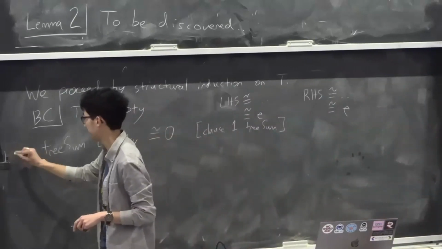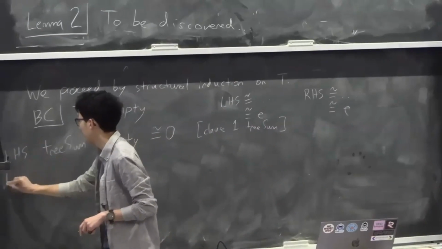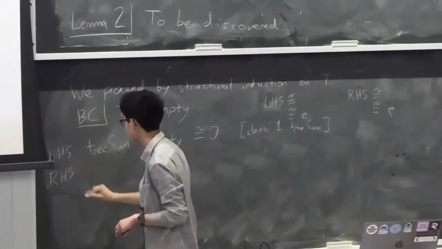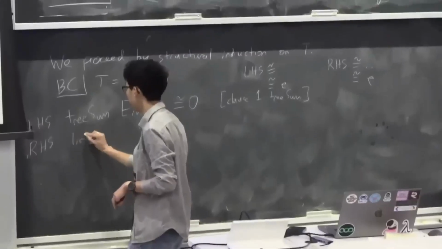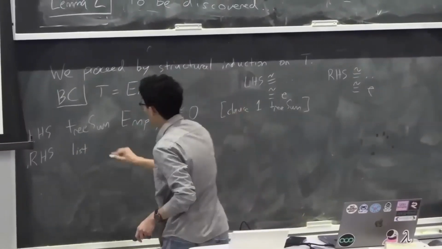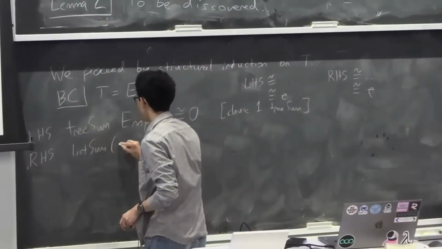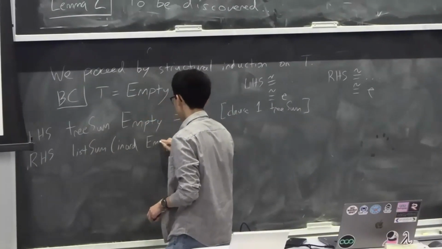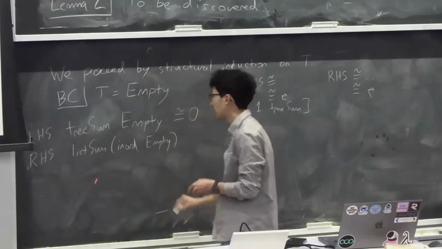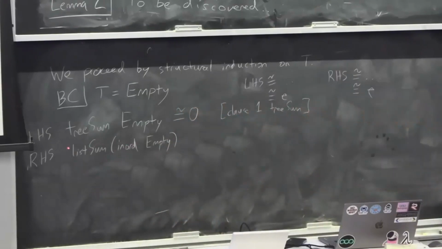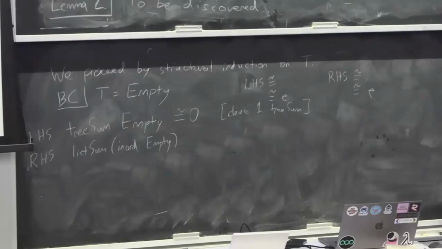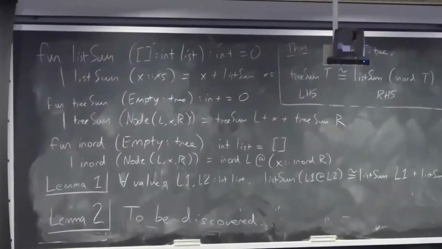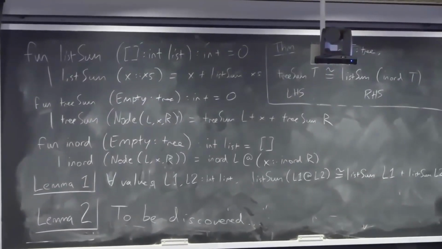Let's say we're stuck for the LHS. Let's do it from the RHS now. Remember, the RHS is that quantity up there: list sum of inord of empty. First off, how do I simplify list sum? Well, I only have an equation for when list sum is taking in nil or x cons xs. Inord of empty is neither of those things. I don't know what it is necessarily.